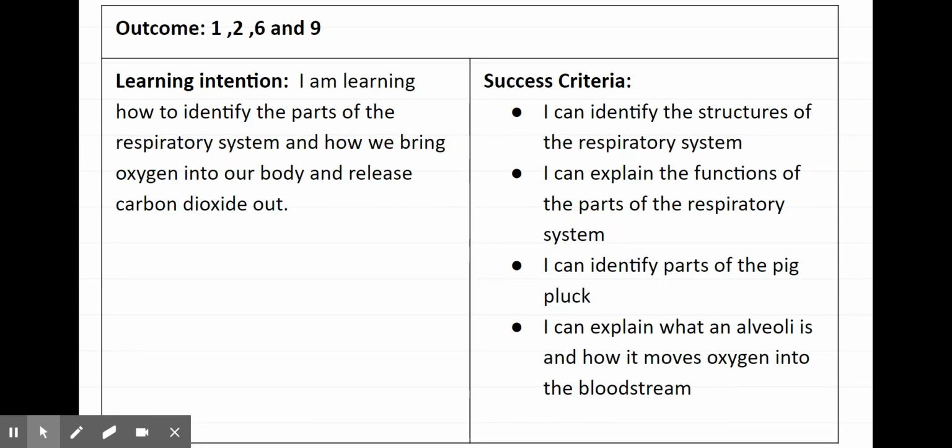Today, we are going to learn about the parts of the respiratory system and how it brings oxygen into our body and releases carbon dioxide out. Today's goal is to identify the structures of the respiratory system, explain the functions of them, as well as we will eventually be doing a pig pluck activity, so you can wait for that one, and explain how alveoli move oxygen into the bloodstream.